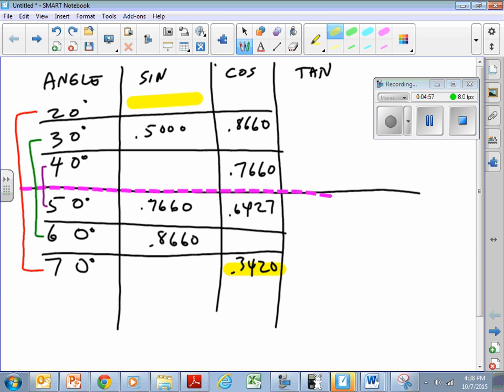So the first column sine matches the second column, but its complementary angle. In other words, 20 sine matches 70 cosine. Hopefully you see that. Let me add another color. Once you see the color coordination, then you're like, wait a second, I think I see what this guy is saying.